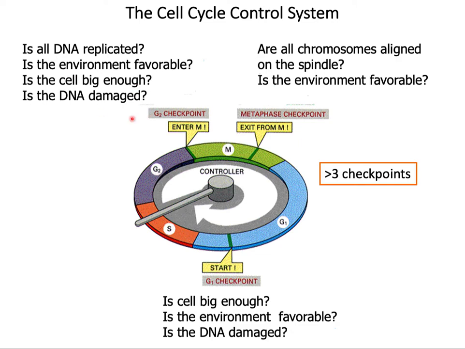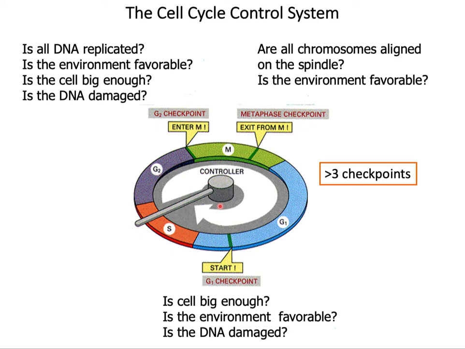There is another checkpoint in G2 that asks, is all the DNA replicated? Is it replicated properly? Is there any DNA damage? And there is a checkpoint in mitosis that asks, are all the chromosomes aligned on the spindle? How is the environment? On this slide, there are 3 checkpoints which are shown, but in reality, there are more than 3 checkpoints, and you will see in a moment.